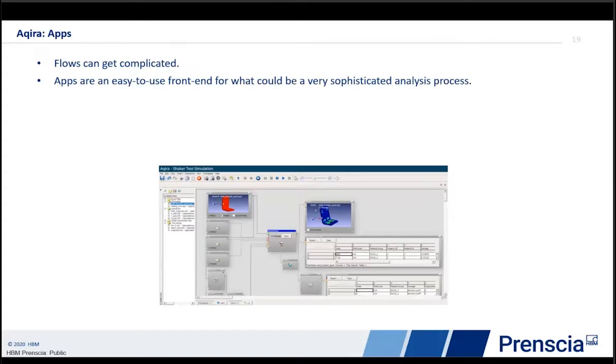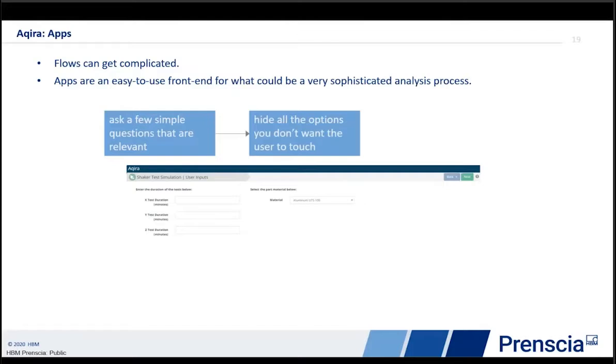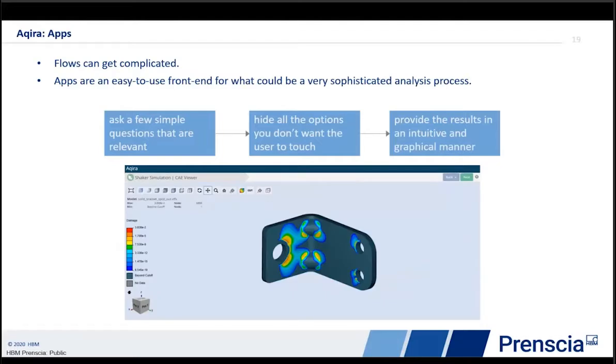And what we want from an app in Aqira is we want engineers to be able to create easy to use processes that other engineers can use without having to understand all the details of what's going on. So we want the engineer to be able to provide a front end where users can answer a few simple questions that are relevant to the analysis, pick some files, hide all the options that aren't relevant, just expose the questions that you do want the users to use, and then show the results in some kind of obvious or intuitive way.